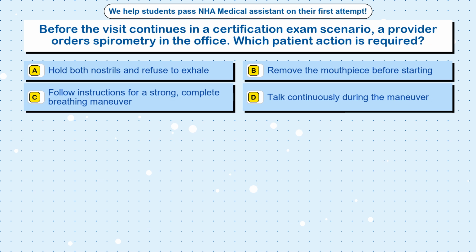Question 22. Which action comes first when using an automated external defibrillator for a routine outpatient workflow? Option A, give water to the unconscious patient. Option B, remove the device after one prompt. Option C, turn on the device and follow the prompts. Option D, place pads without checking the device instructions.